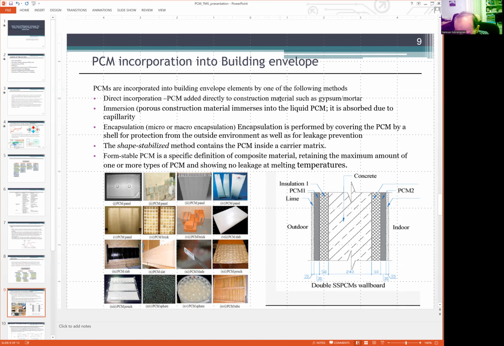The diagram on the right, for example, shows how the PCM is incorporated into the wall board. And I must mention here that for buildings, a very large amount of PCM is really in the wall boards.